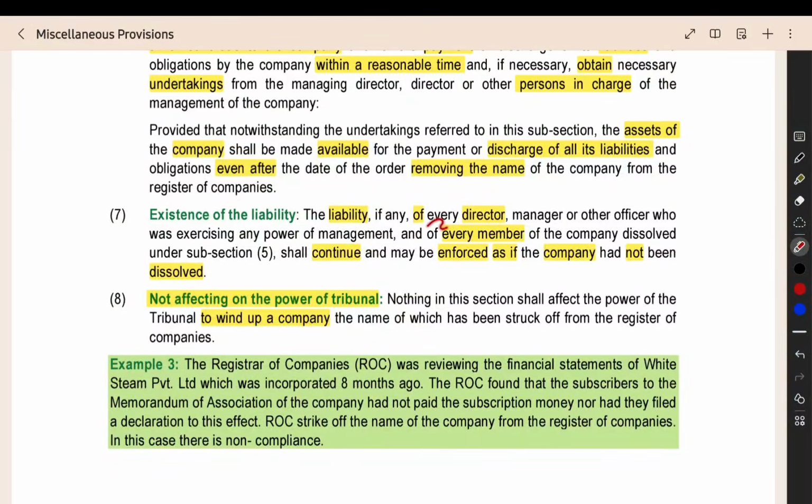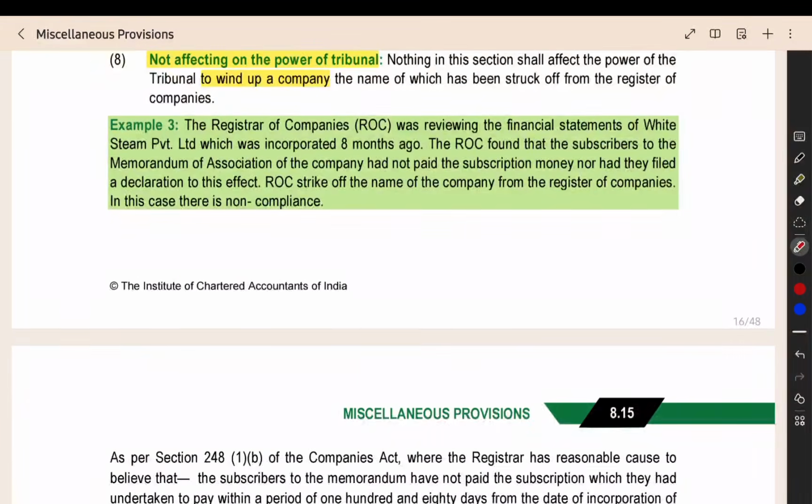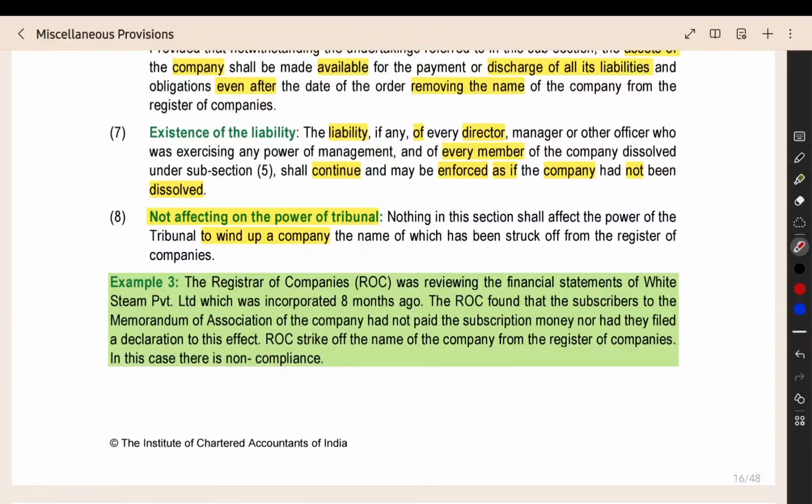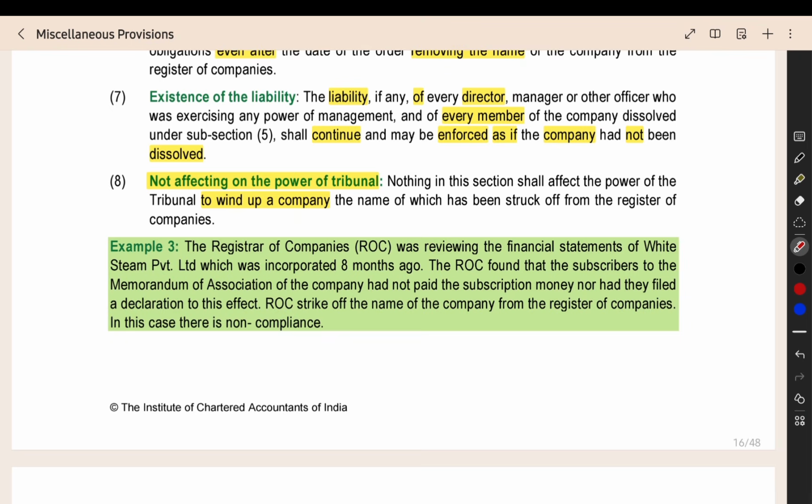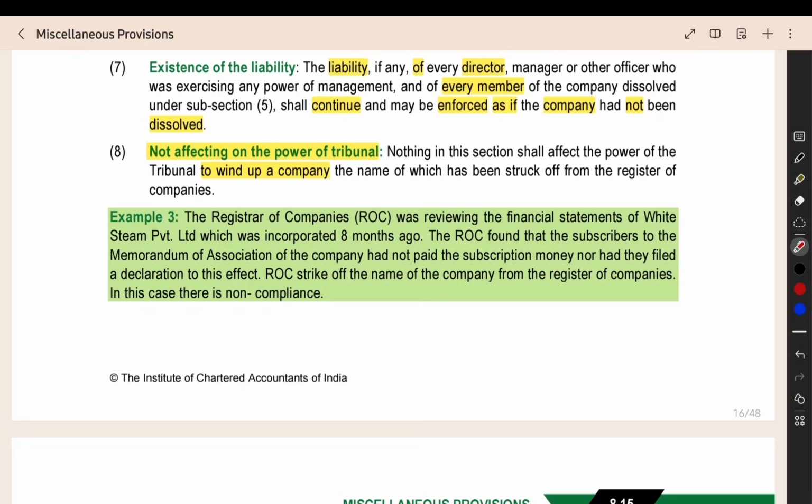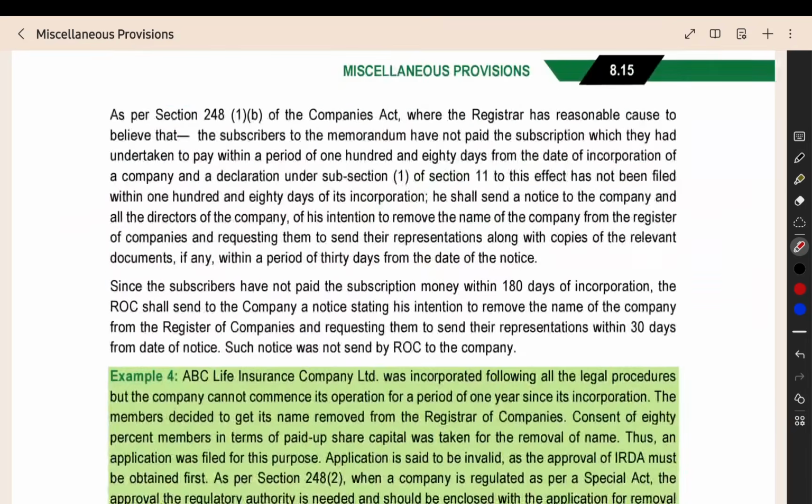Then the liability of the director, member, manager, everything will be as it is, as if the company has not been dissolved. I told you earlier in a chapter that dissolution means the final step of striking off the name of the company. So that is called the dissolution. As if the company is normally operating, all the directors, members, everyone will have the liability. So even if some issue arises at a later point of time, the director, everyone is liable. Then, even after the striking off has happened, the tribunal, if it wants, can start the winding up process.